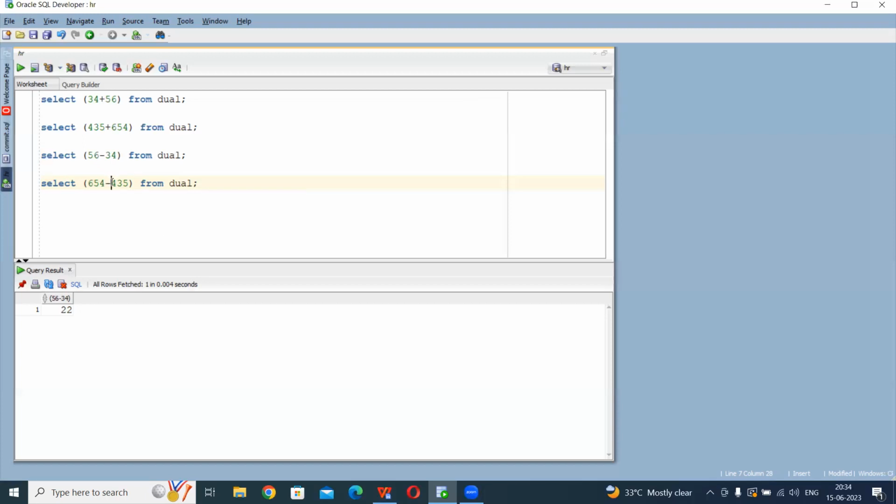So now let me run the query. How to run the query? By hitting the green color play button, which is present on the top of the worksheet. I have hit the same so that my output window is generated exactly below our worksheet. So in that you can see guys, if I perform subtraction between 654 and 435, I got my output as 219. The same has been displayed to us in the output.